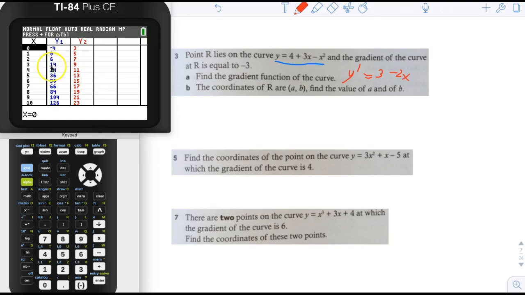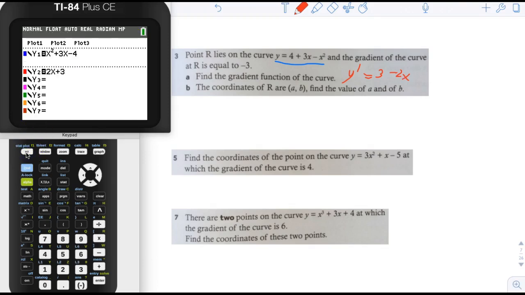Now we're going to put both functions into the calculator. So we're going to put 4 plus 3x. Oh, let's clear this. 4 plus 3x minus x squared. And in the red function, we're going to put 3 minus 2x. Okay? And then we're going to look at the table.